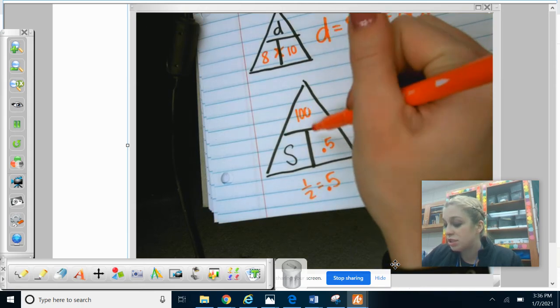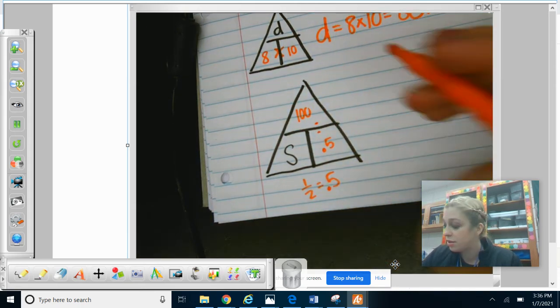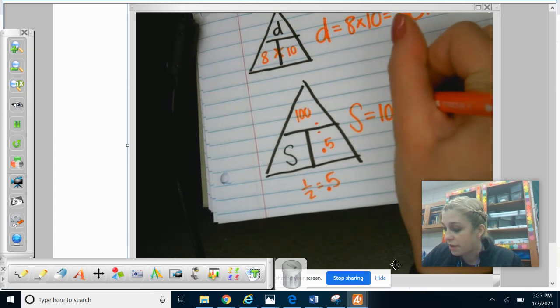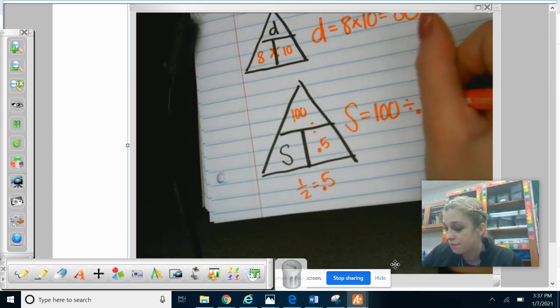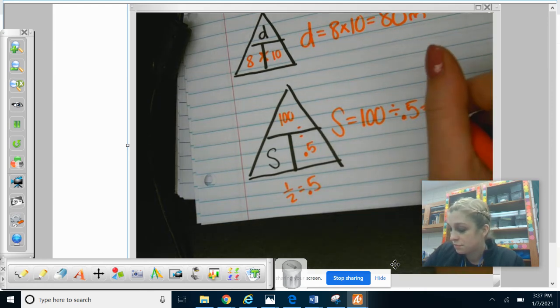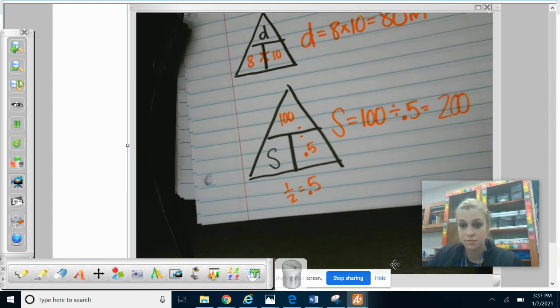They're on top of each other, so I'm going to divide. So to find speed, I'm going to do 100 divided by 0.5. Use your calculator. Yards per second.